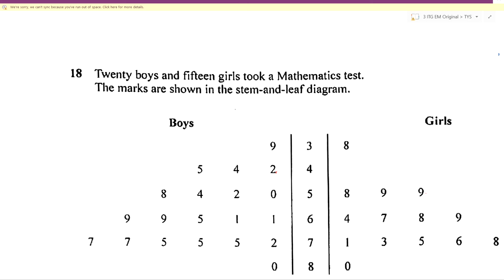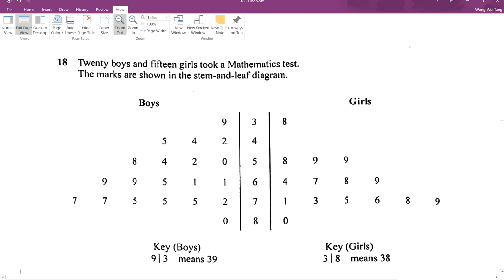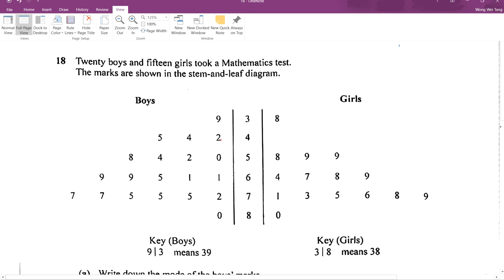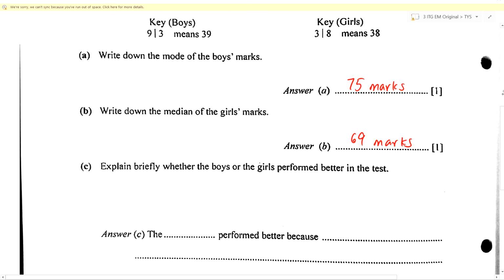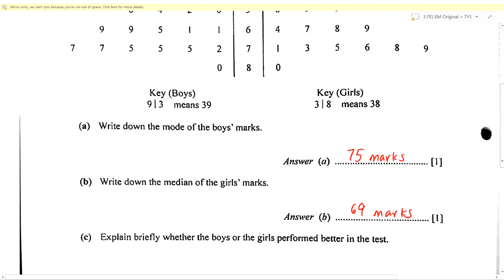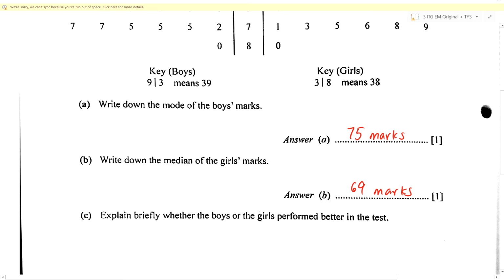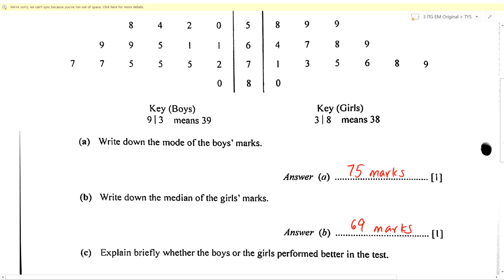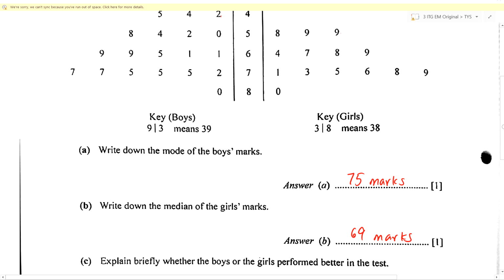Okay, next question I'm going through is 18. Stem and leaf diagram. Part C. Explain whether the boys or girls perform better in the test. How many of you have a different explanation from the suggested answer? The suggested answer used mean. Why would you want to use the mean? I wrote average. Average? That's even worse.